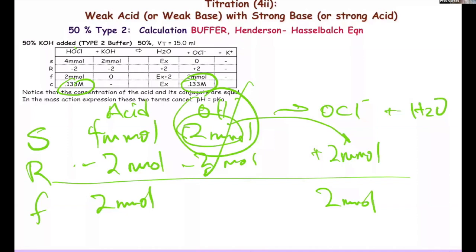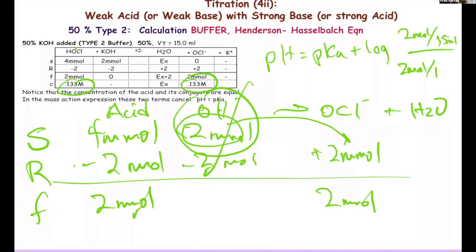This is a buffer situation. In a buffer situation, you use the Henderson-Hasselbalch equation. pH equals pKa plus the log of the concentration of the base. Remember, it's concentration of the base. The base is 2 millimoles over, remember we started out with 10 milliliters of the analyte, and then we're introducing 5, so that's over 15 milliliters, over the conjugate acid, which is 2 millimoles over 15 because it's in the same Erlenmeyer flask.